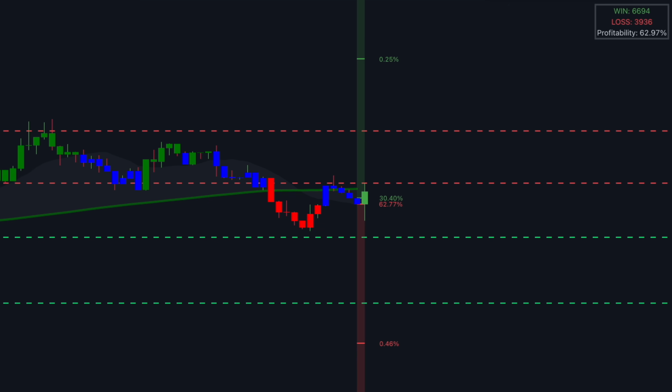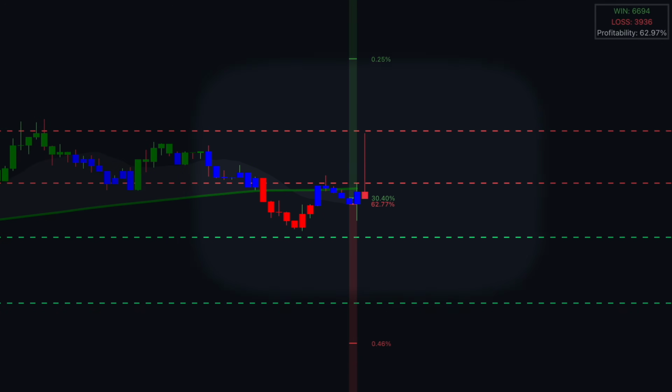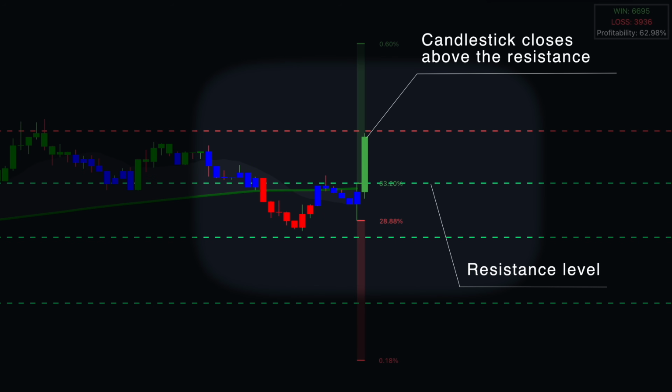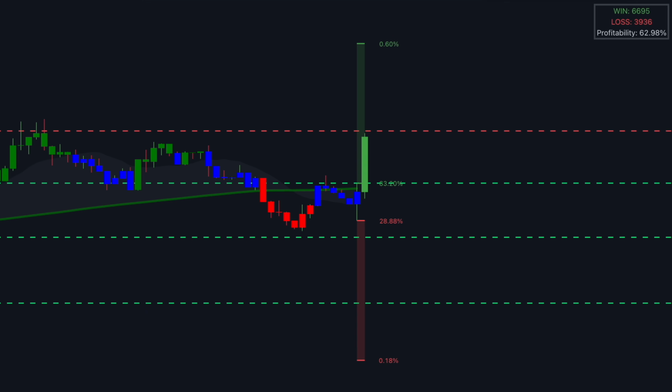Now, where do we actually enter a long trade? How do we find an optimal entry? Well, here's how you do it. Simply wait for the price to break above the resistance level for the first time. The resistance will then become support. At the same time the breakout happens, there must be a high probability that the price will continue to rise.